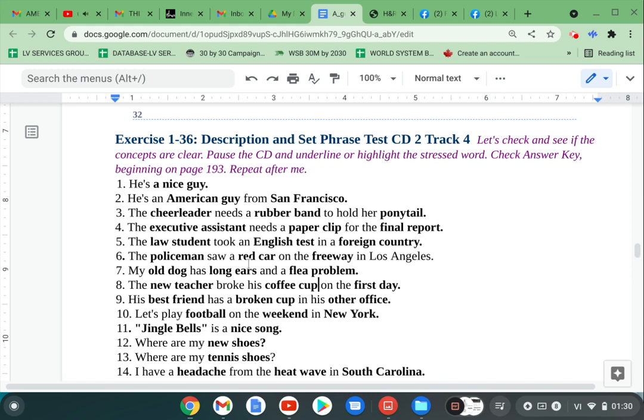6. The policeman saw a red car on the freeway in Los Angeles. 7. My old dog has long ears and a flea problem. 8. The new teacher broke his coffee cup on the first day. 9. His best friend has a broken cup in his other office.